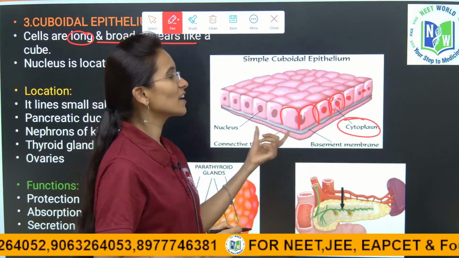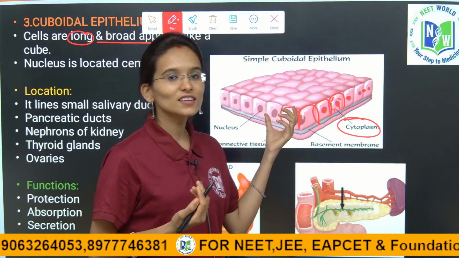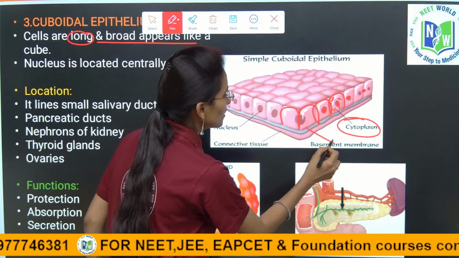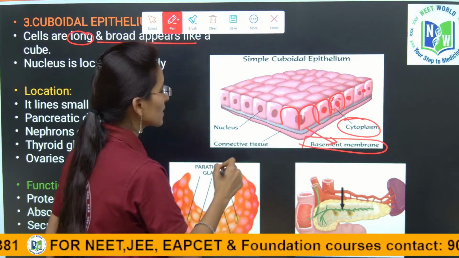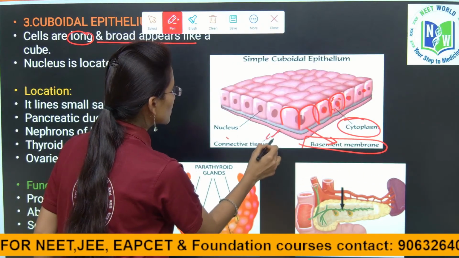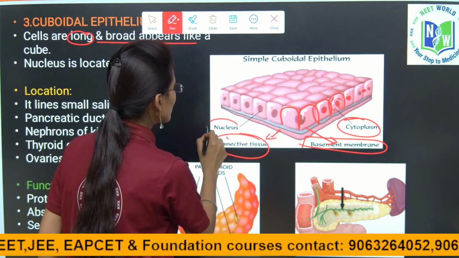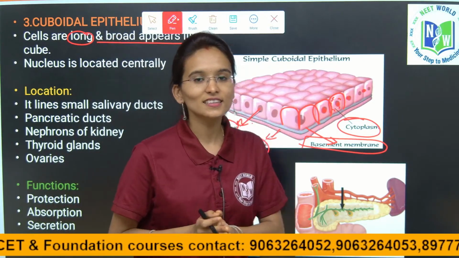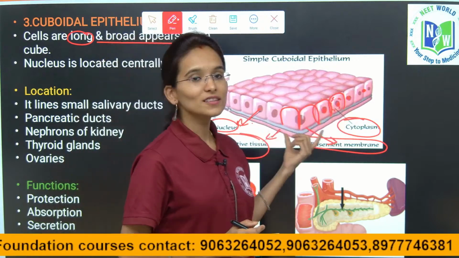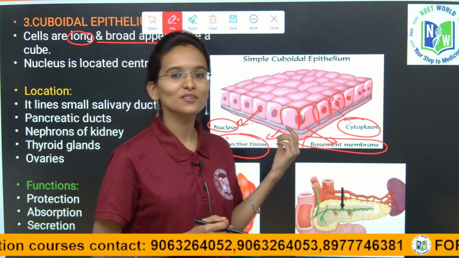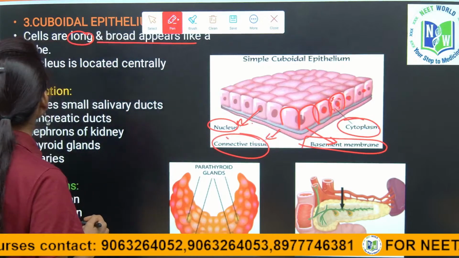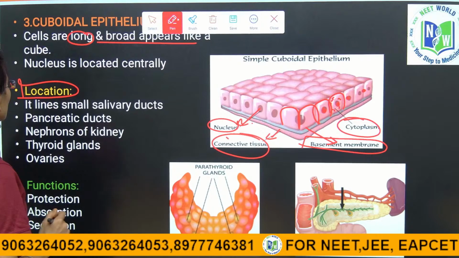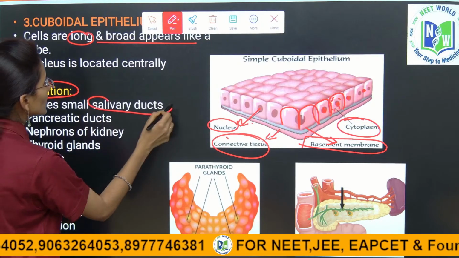This is a clear diagram along with the labelings. I request you all to note down these points. Next this will be the basement membrane, and next this is the connective tissue, as I already said, and next this will be the nucleus. While writing the answer, if you label these diagrams, it will be clear. Now coming to the location of the cuboidal epithelium, it lines the small salivary ducts.